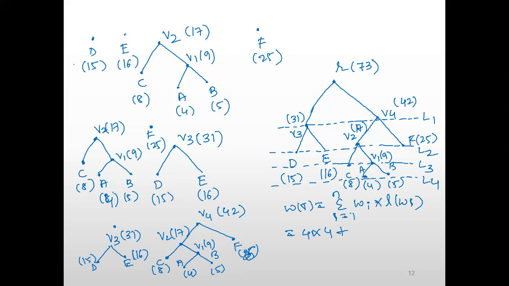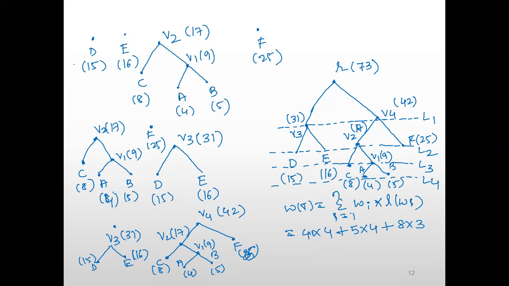Plus next vertex is B. B is the leaf node, having a weight 5. And 5 is also at the level 4, hence 5 into 4. Plus next AB is over, C. C is having weight 8, and the leaf node C is at the level 3, hence we are going to have 8 into 3. C is over. Next D.